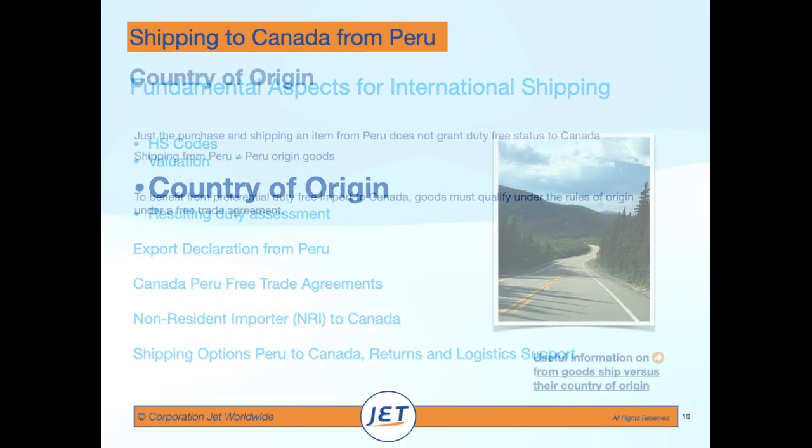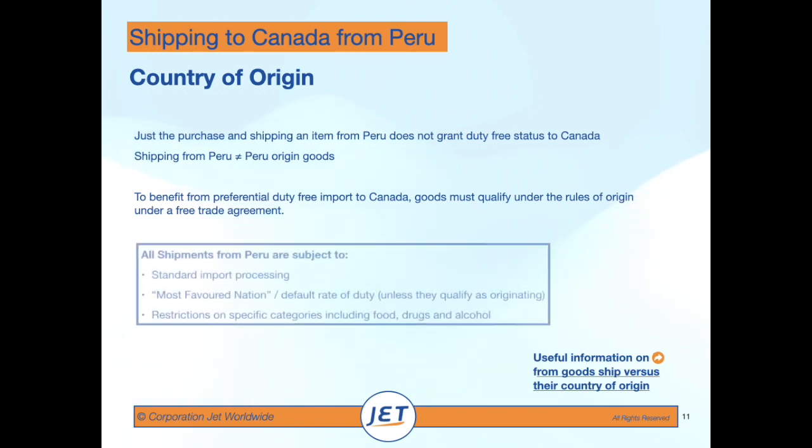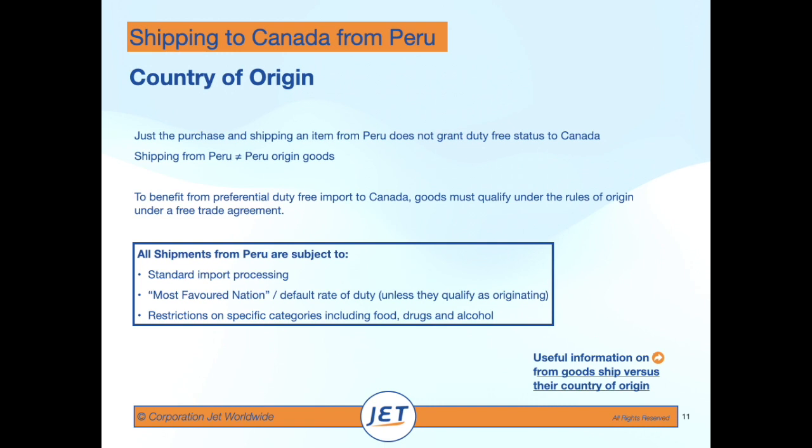Country of origin. Shipping from Peru to Canada is not the same as shipping Peruvian origin goods. Peru origin goods are those that meet the rules of origin within a free trade agreement, which we'll cover later. All shipments from Peru are subject to standard import processing. The default most favored nation duty rate will apply, unless the goods qualify as originating, and there are restrictions on specific categories including food, drugs, and alcohol.